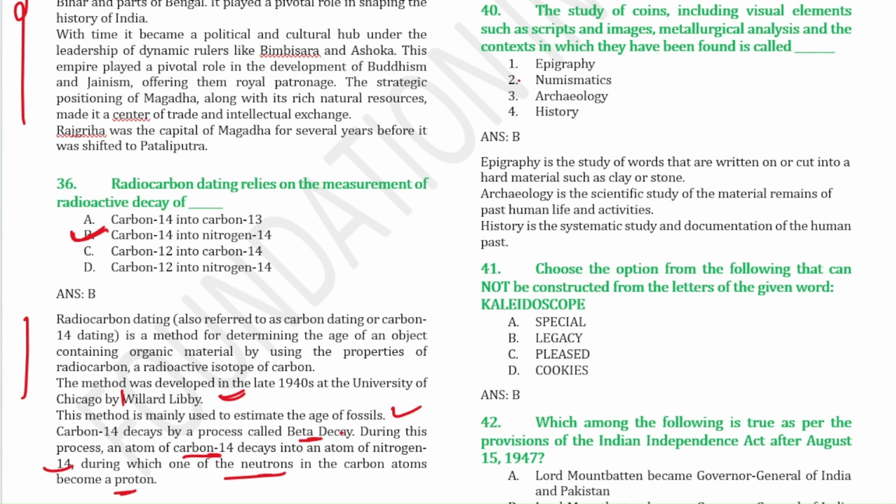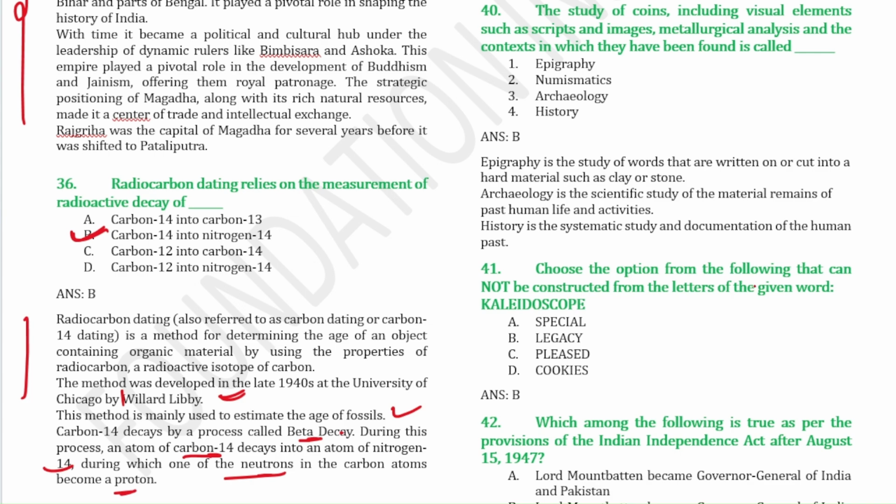Question number 40. The study of coins, including visual elements such as scripts and images, metallurgical analysis, and the context in which they have been found, is called numismatics. Epigraphy means the study of words that are written on or cut into hard materials such as clay or stone. Archaeology is the scientific study of the material remains of past human life and activities, whereas history is the systematic study and documentation of the human past.